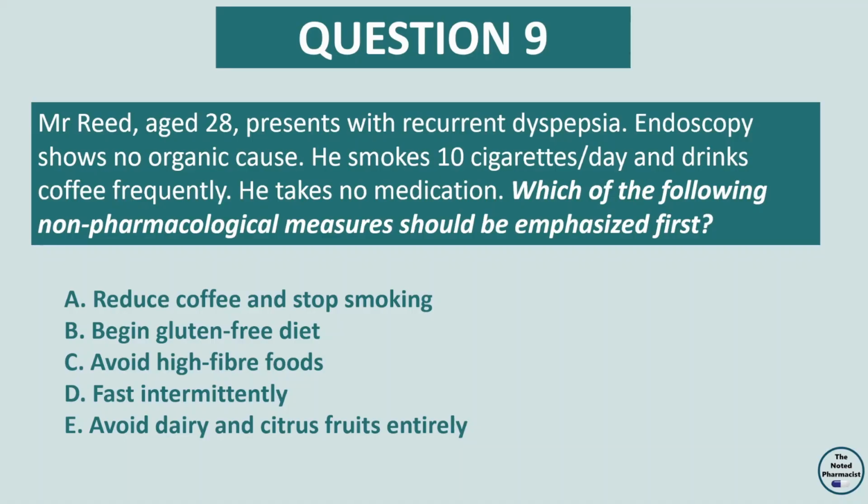Option A, reduce coffee and stop smoking. Option B, begin gluten-free diet. Option C, avoid high-fiber foods. Option D, fast intermittently. Option E, avoid dairy and citrus fruits entirely.